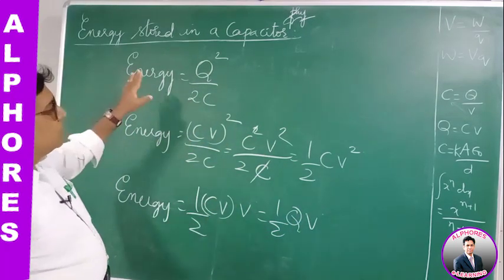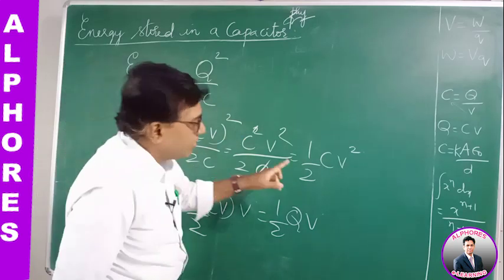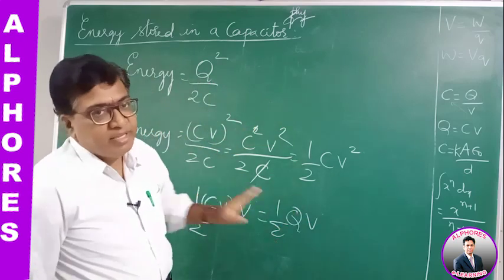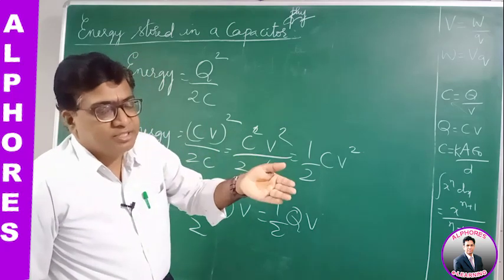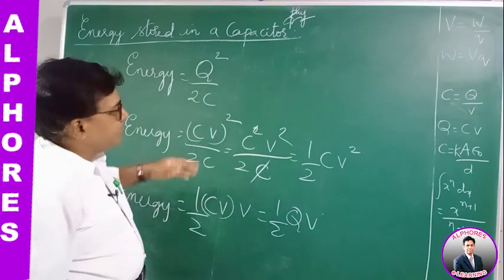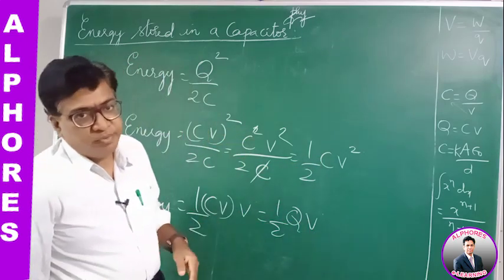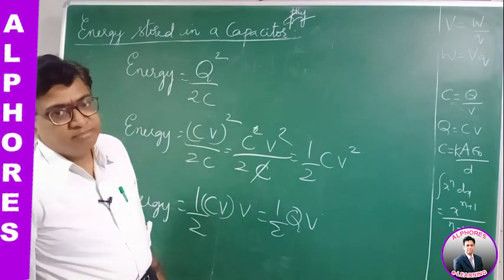So the energy stored in a capacitor can be written as Q square by 2C, or half CV square, or half QV. Any of these three forms can be used according to the application, whatever is being asked. Based on that, you need to take the formula. Any of these: Q square by 2C, half CV square, and half QV. This way you have to find the energy that is stored.